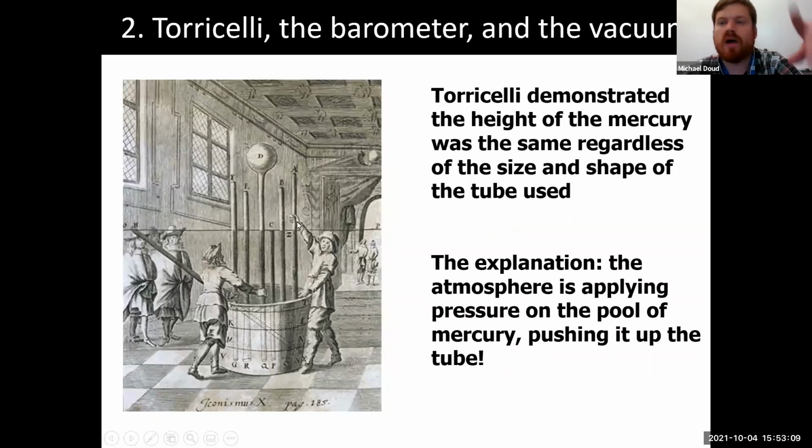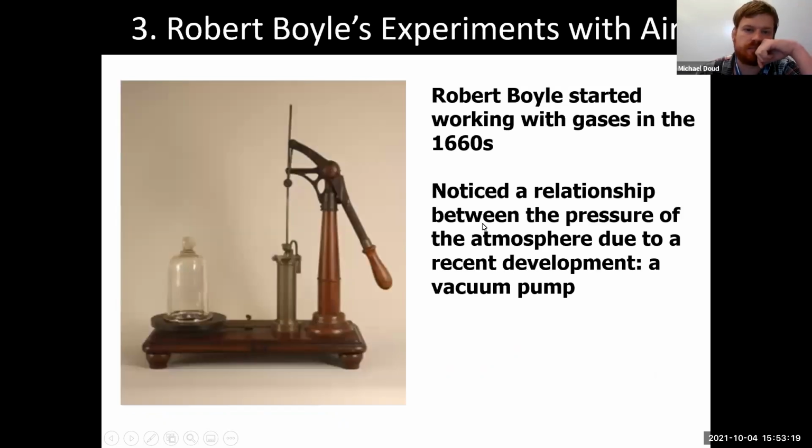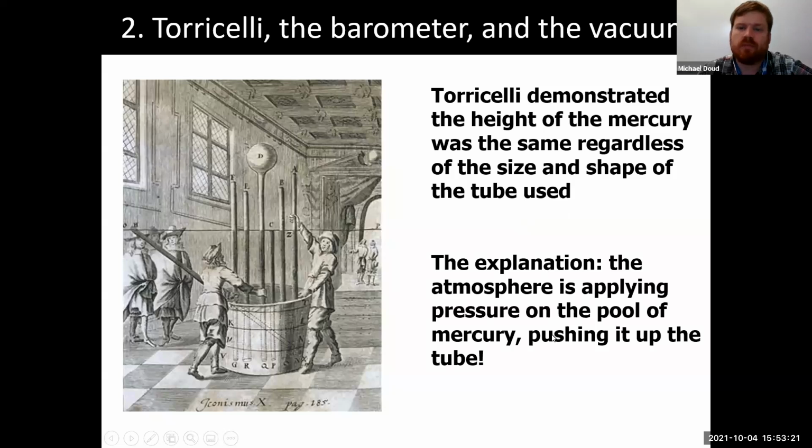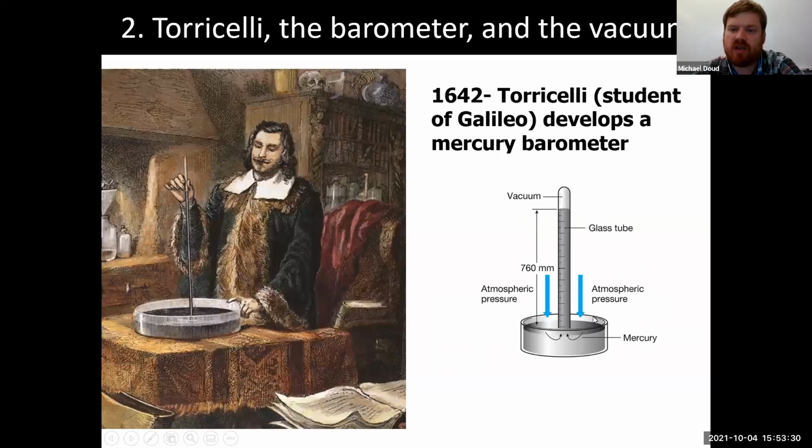So his explanation was that, rather than the vacuum holding this mercury up, it has to be the pressure from the atmosphere pushing the mercury up into the tube. So that's the first explanation, implying that gases have some kind of pressure. And so the idea is, again, atmospheric pressure: these are the particles of gas hitting that pool of mercury, and because they're striking that pool of mercury, they're pushing the mercury up into the tube.